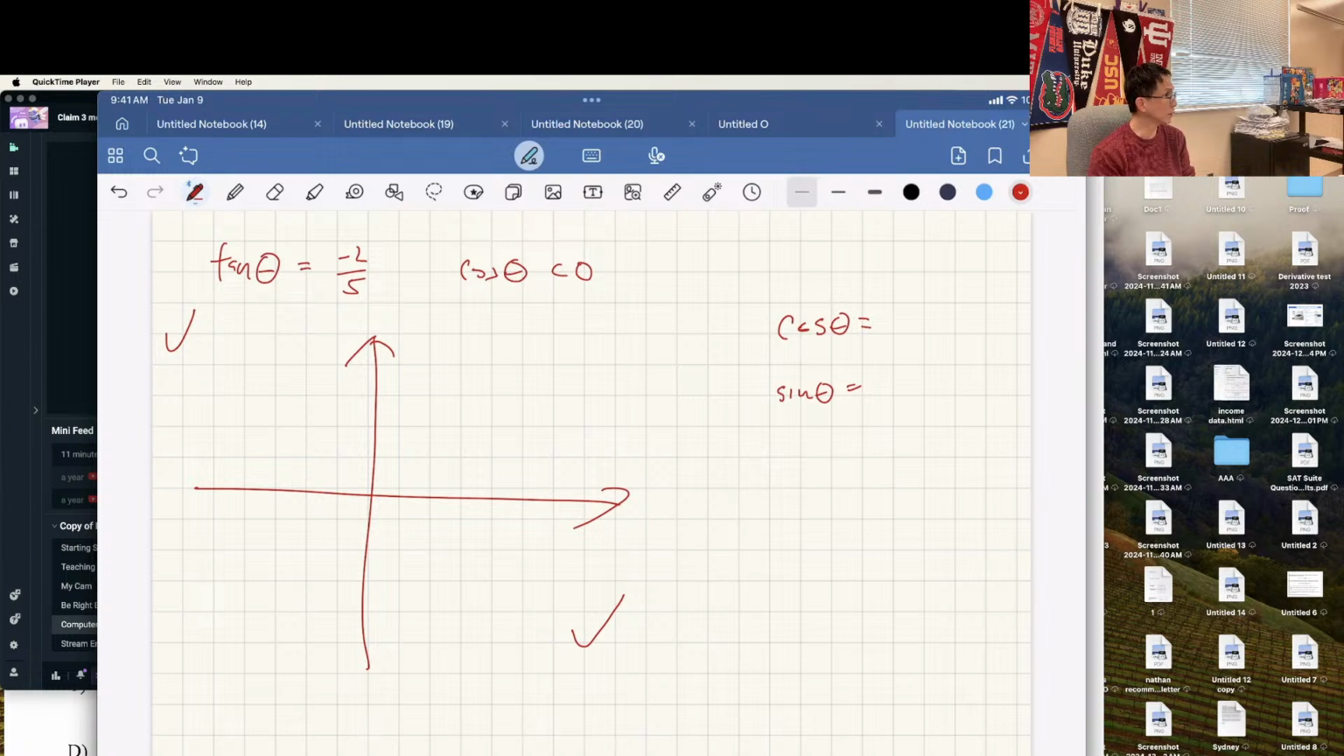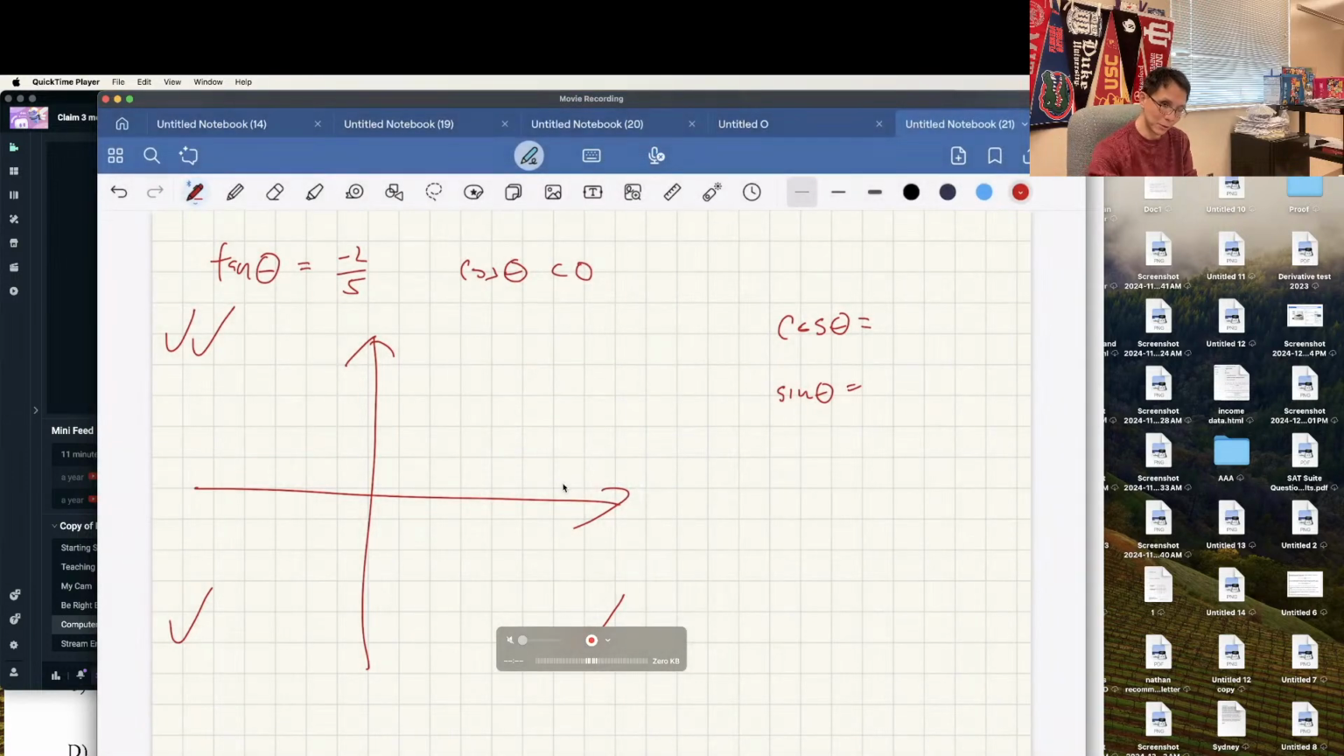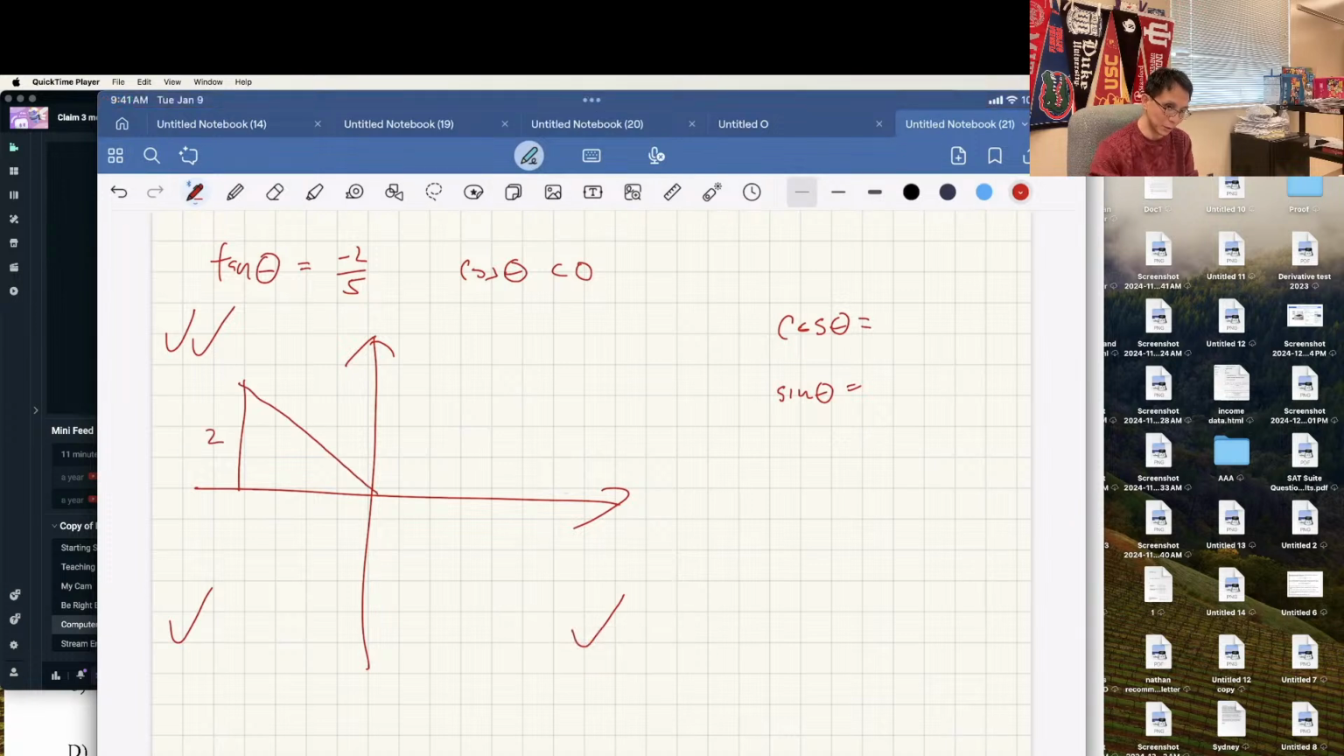Miranda? Quadrant 2 and what else? Isaac? 2 and 3. Does that make sense? So this one has 2 checks, right? We talked about this. This one has 2 checks, so I'm going to draw this. So this one is going to be 2. This one's 5. Which one's negative?